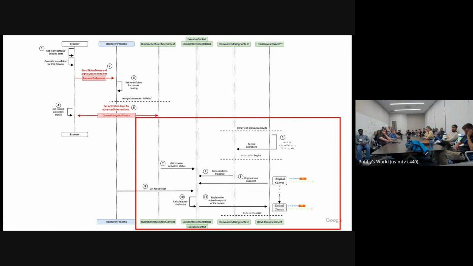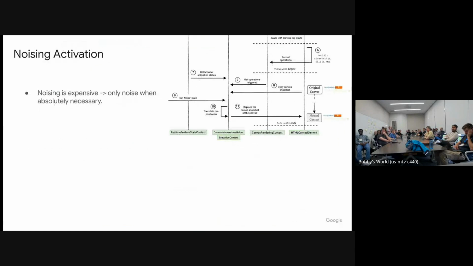Okay, so now we're going to talk a little bit more about the render process. Generally, you can imagine that noising is quite expensive. We have to copy the canvas, perform operations on each individual pixel, and then copy it back in the readback operation. So we need to be absolutely sure that we are noising a potentially fingerprintable canvas. We can't just keep noising every single canvas. That would be a performance disaster.